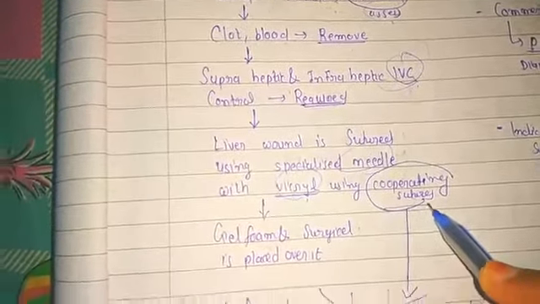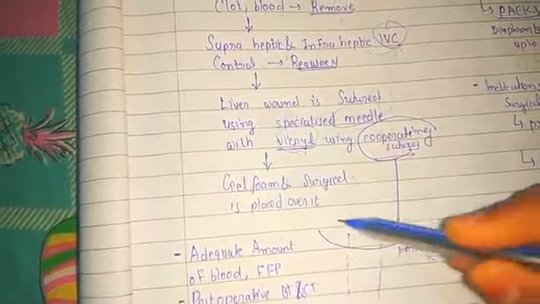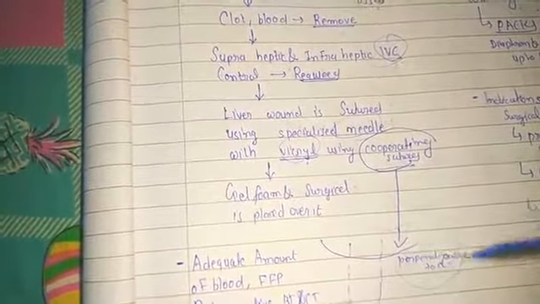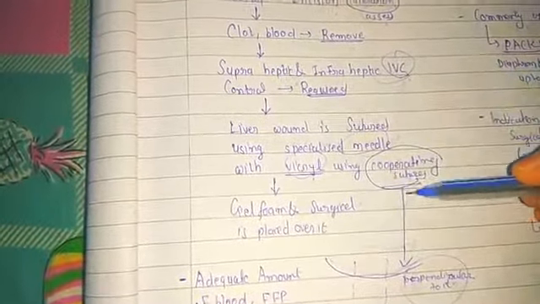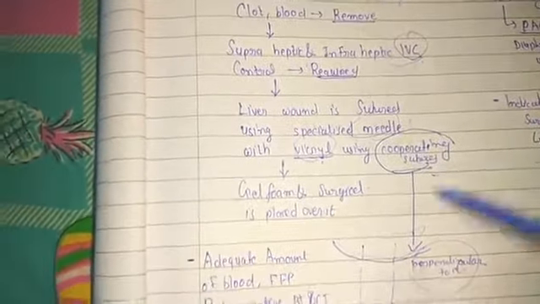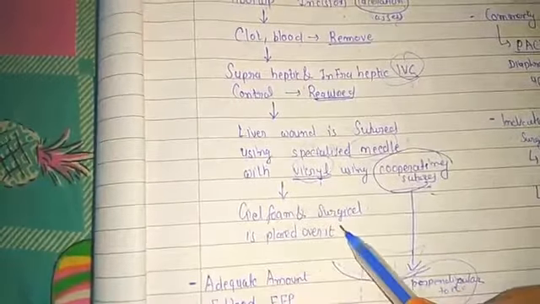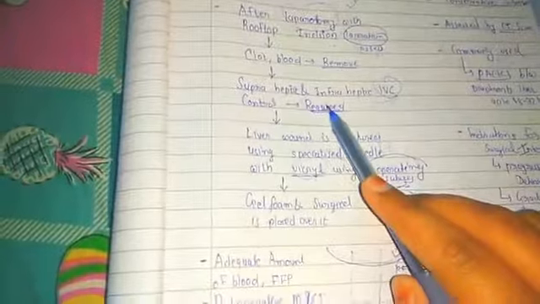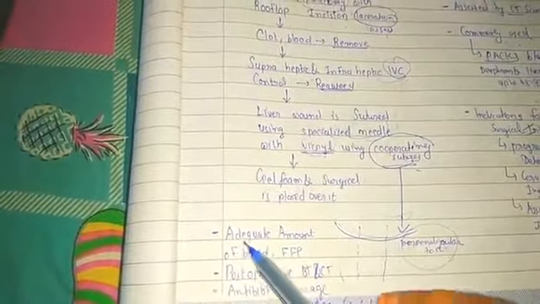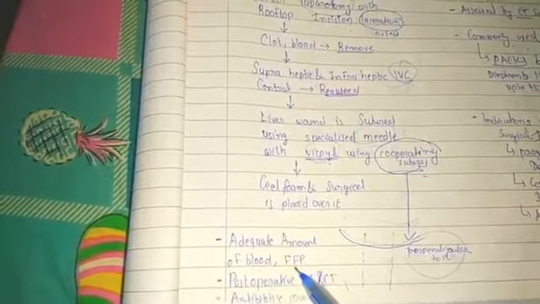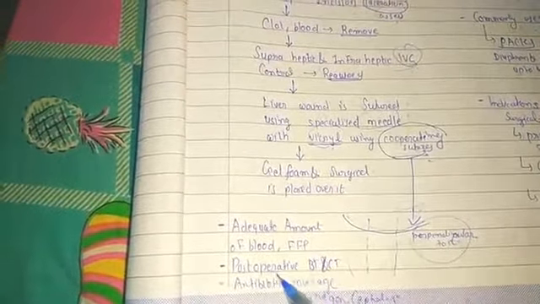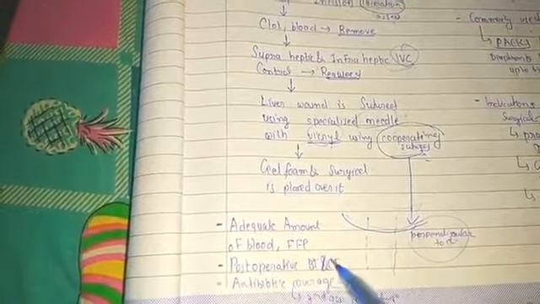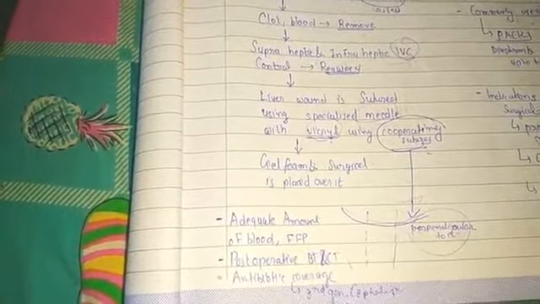And what is a cooperating suture? If there are parallel sutures in the liver, then a suture is taken perpendicular to them. It is called a cooperating suture. After taking the suture, a gel form or surgical is placed over it. Then in penetrating injury, after all this, we should do an adequate amount of blood transfusion and fresh frozen plasma transfusion, and post-operative CT is all measured. Antibiotic coverage with a third generation cephalosporin is a must.